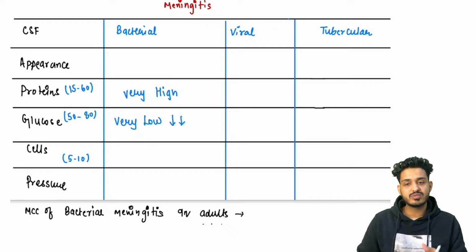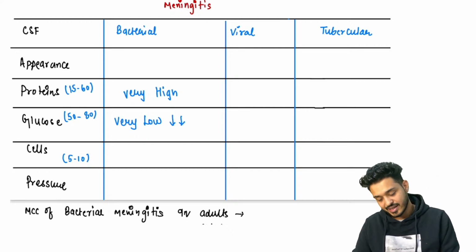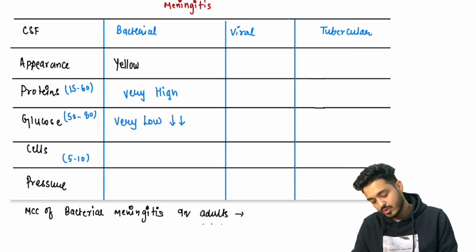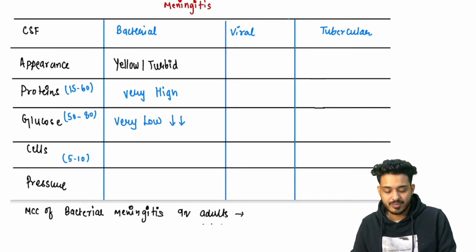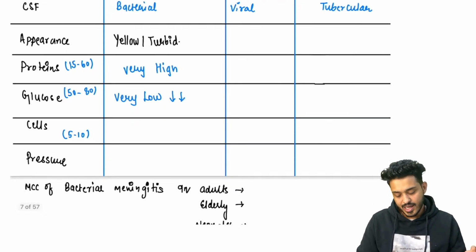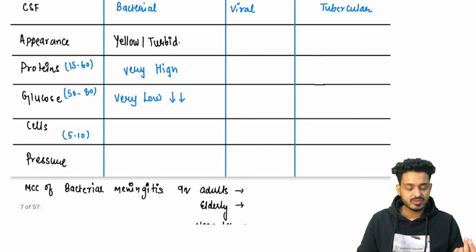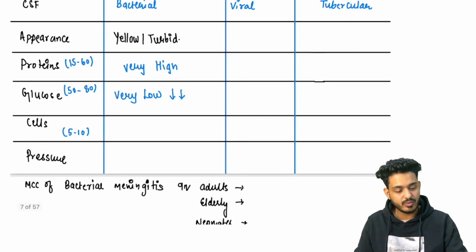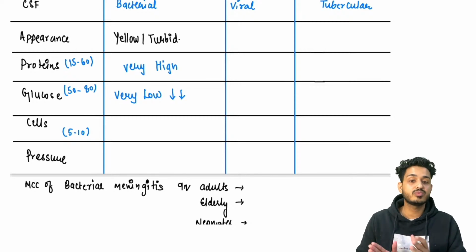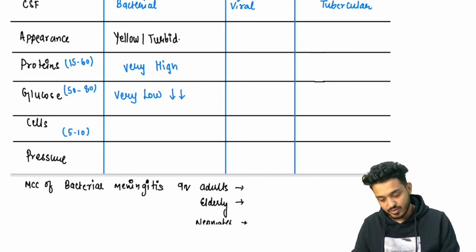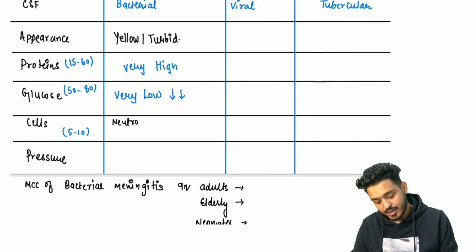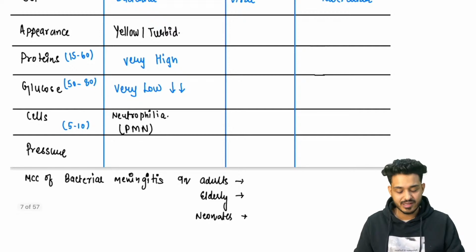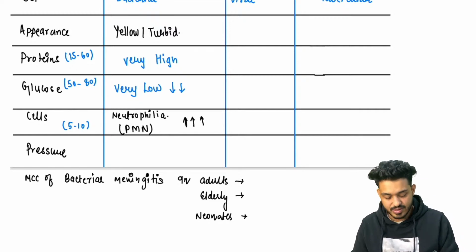What is going to be the appearance of bacterial meningitis? Bacteria क्या करेगा? उसको गंदा कर देगा. So you will be having yellow turbid appearance, yellow turbid मतलब गंदा appearance होगा. Okay, apart from this, we are going to have certain cells, right? What are the cells we are going to have over here? मैंने पढ़ाया था, I have taught you in physiology as well. What is going to happen whenever there is a bacterial infection? You will be having an increase in the levels of neutrophils, right? So you will be having neutrophilia. Sometimes in the question they will also write PMN. Neutrophilia will be there, so you will be having very high neutrophils.